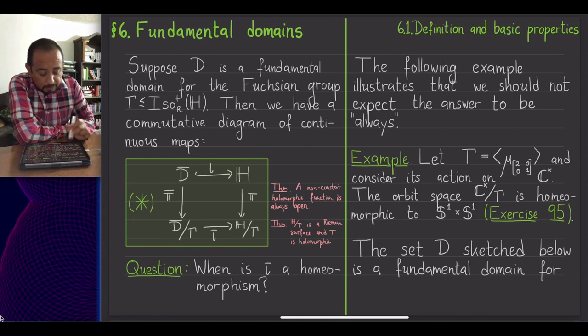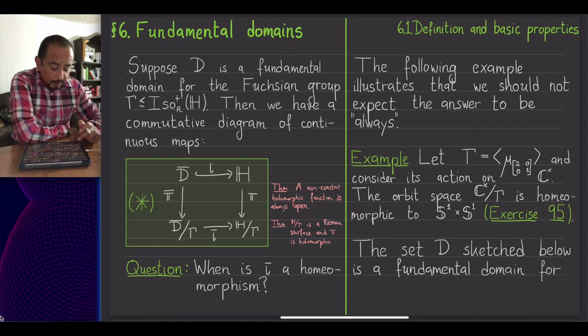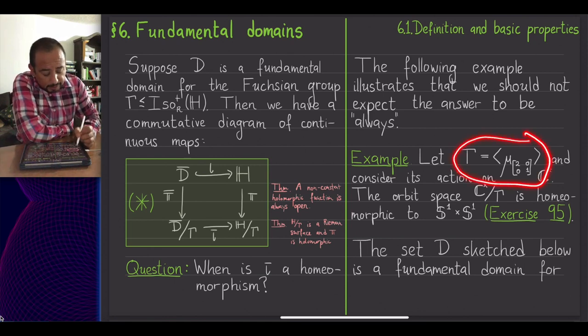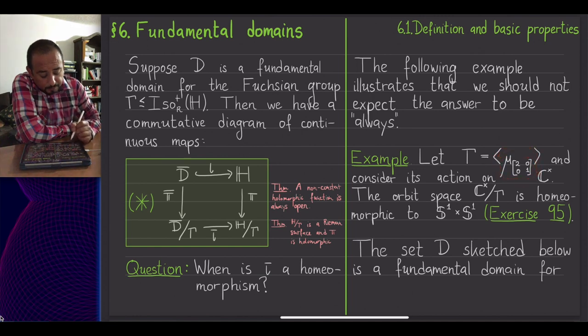Later on, we are going to give an actual example of a Fuchsian group, and consider the action of the Fuchsian group on H, and see that one can still produce an example when iota bar is not a homeomorphism. So consider this one, which is again a multiplication by two. It is the subgroup generated by multiplication by two. The orbit space is homeomorphic to the compact torus, and this is an exercise.